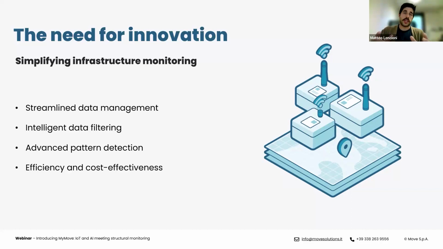The purpose of all of that, and that's the last point, is reducing the cost of the operation, so the cost of the monitoring and of course its efficiency as well. And that also goes in the direction of automating all of those processes.